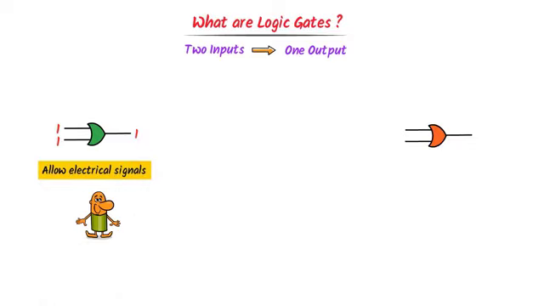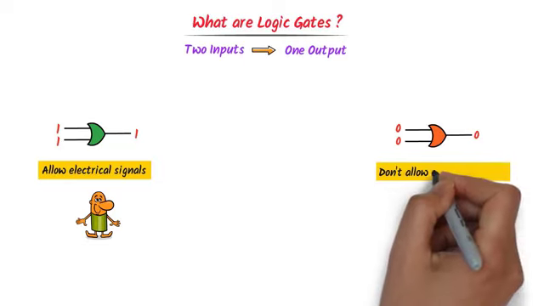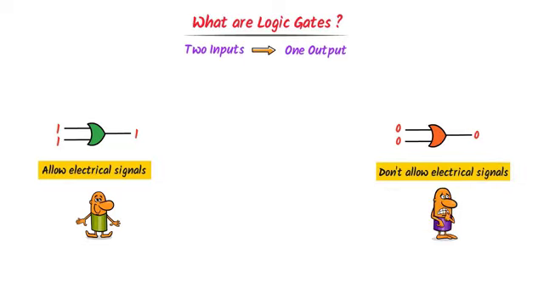Secondly, consider this logic gate. I give two inputs to it, 0 and 0. We know that 0 represents off. This logic gate will give us 0 as output, so it does not allow digital signal to pass through. Thus we give two inputs to a logic gate, it performs a Boolean function and gives us an output.